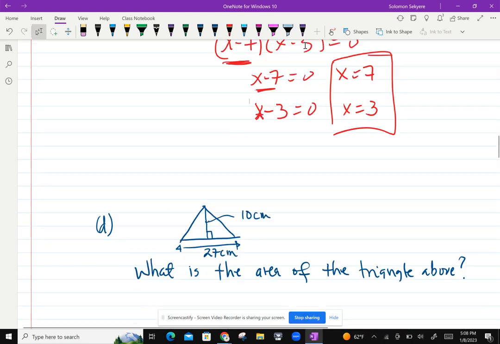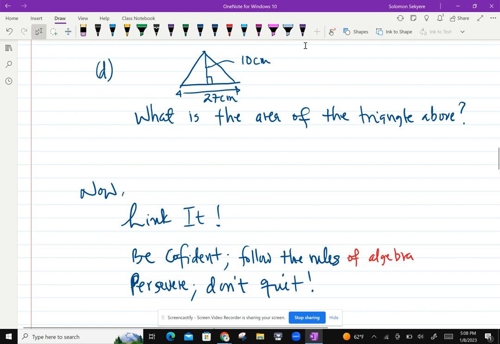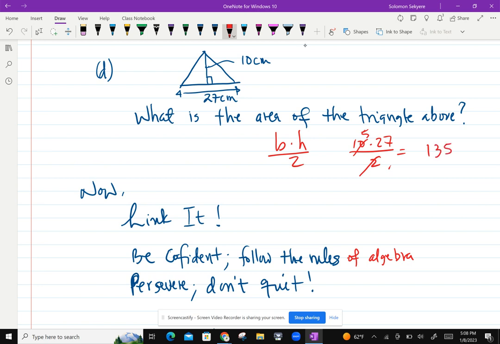X equals 3, x equals 7. All right. Area of a triangle, base times height divided by 2. So it's 10 times 27 over 2, which is 2 goes here, 1, 5. This is 135 centimeter squared. Is that right?